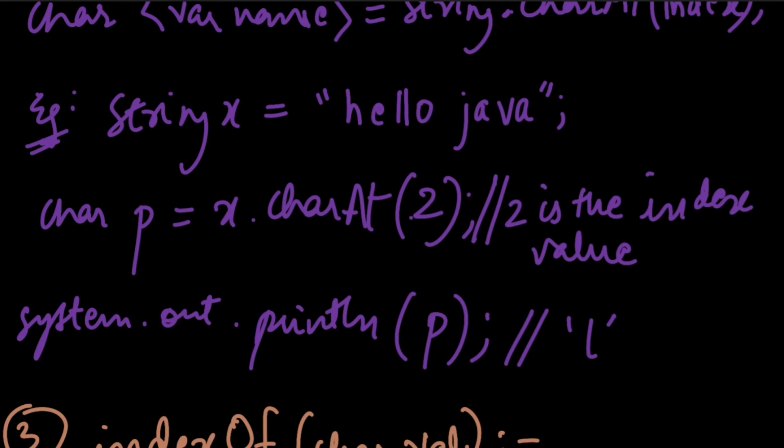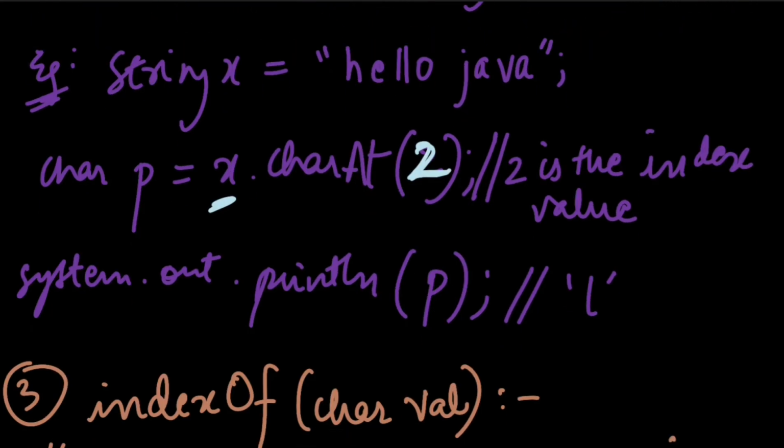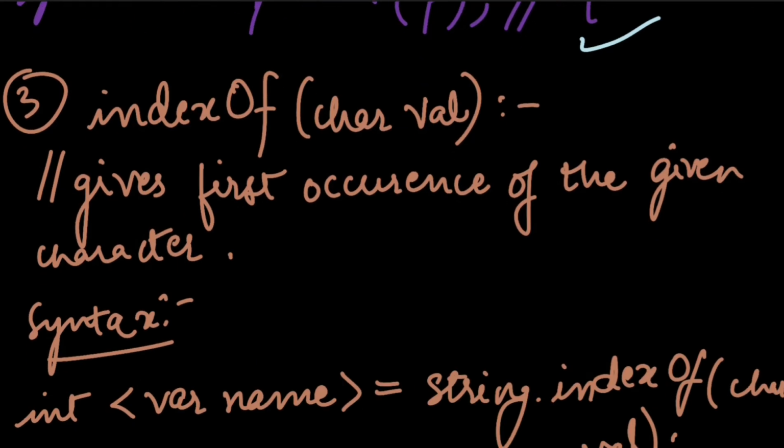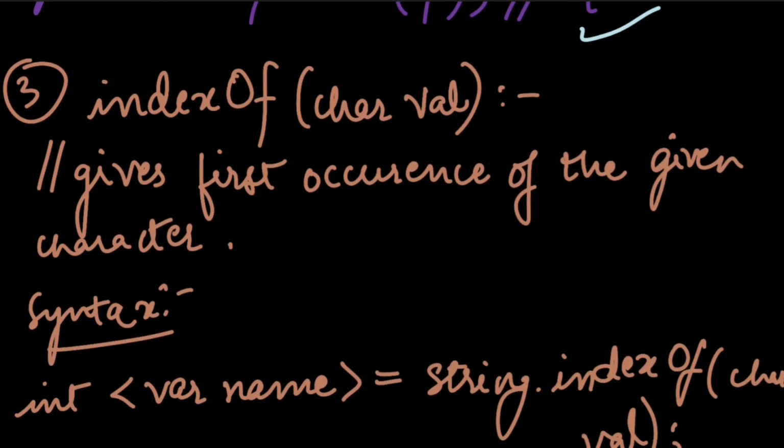Let's look at an example. So we have this string x again, hello Java. Now char p gives me the character at the position, the index 2. This is the string variable that I have made over here. So charAt(2), what will this give me? The character which is present at the second index value in the string x. So let's count 0, 1, 2. This will give me L. So L is returned.